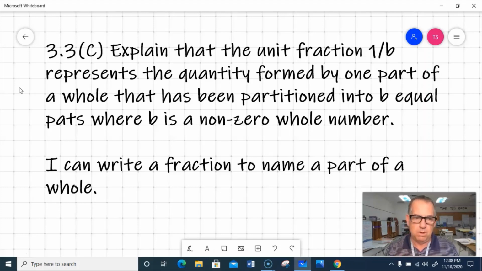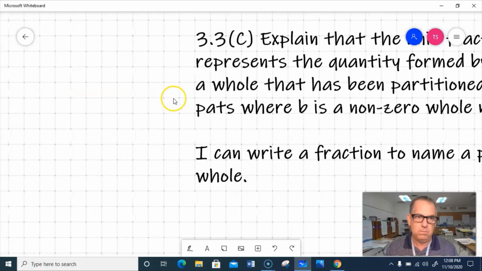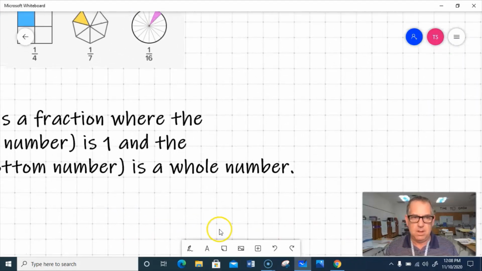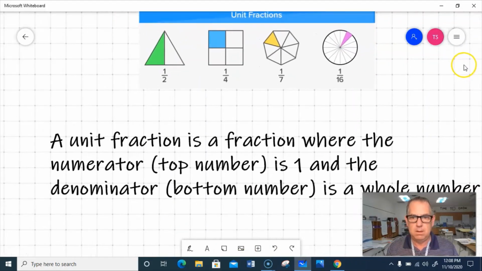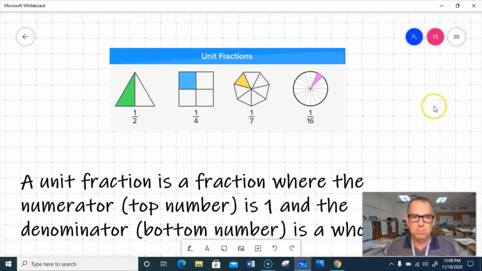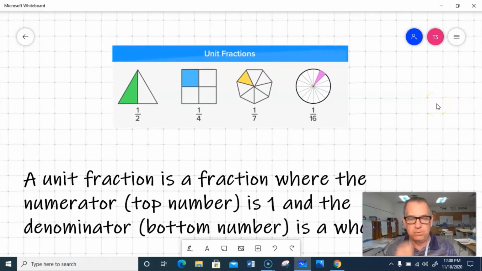We're going to look over here really quick. What is a unit fraction? We're missing part of that, aren't we? So these are examples of unit fractions right here. You have 1/2, 1/4, 1/7, and 1/16. Those are all examples of unit fractions.